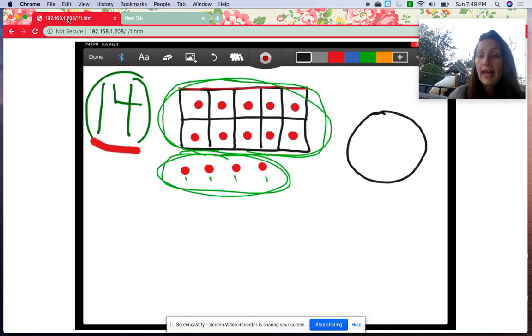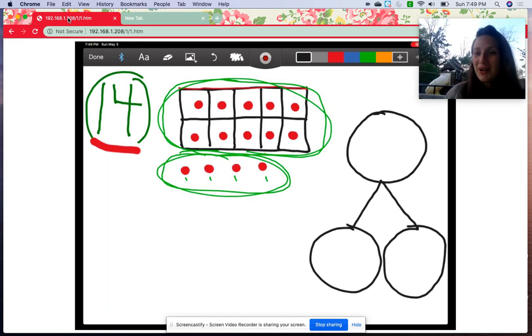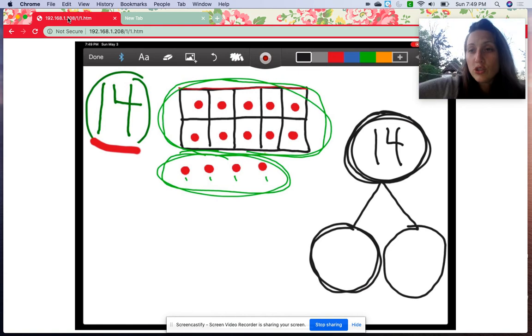Okay, good. And we're going to finish our number bond with 2 diagonal lines, a circle at the bottom, and another circle. Okay, it's time to write in the numbers for our number bond. So the first number we need at the top, the whole number, is the number 14. Okay, and then we need our 2 parts. What are the parts of 14? What are the 2 smaller numbers that we spoke about today?